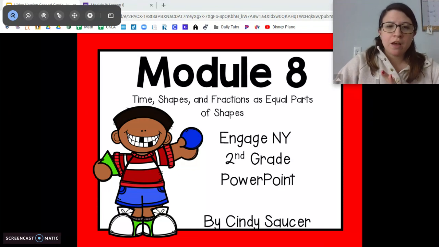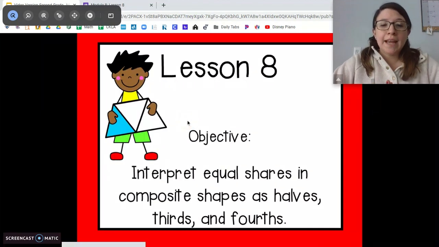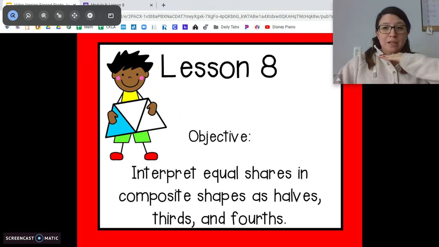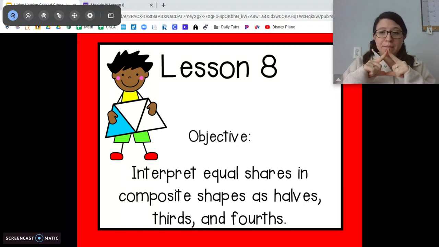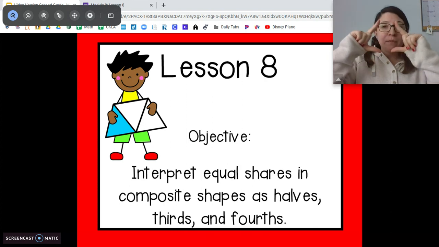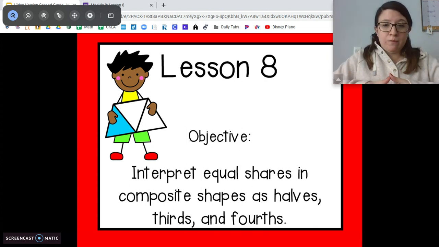All right, so Lesson 8 is all about, yesterday we talked about splitting shapes into halves, thirds, and fourths. Today we're going to talk about the different shapes that make up a larger shape. So for example, when we have a rhombus, two small triangles will fit in that rhombus. And we'll go through it like that.